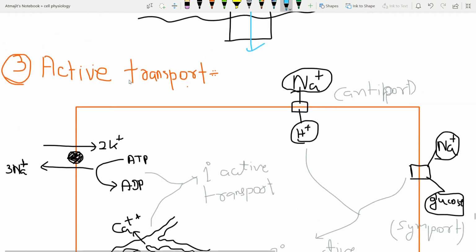Then we will move forward to active transport. What is active transport? Active transport needs ATP. So these are called active transport.